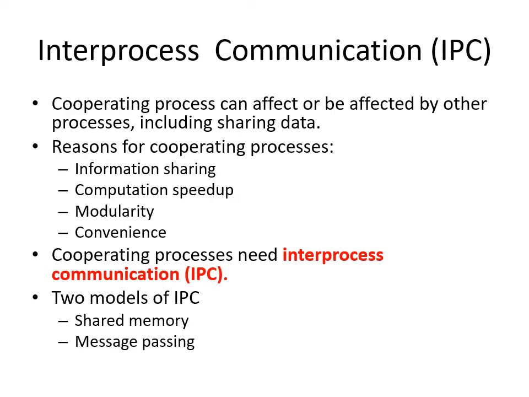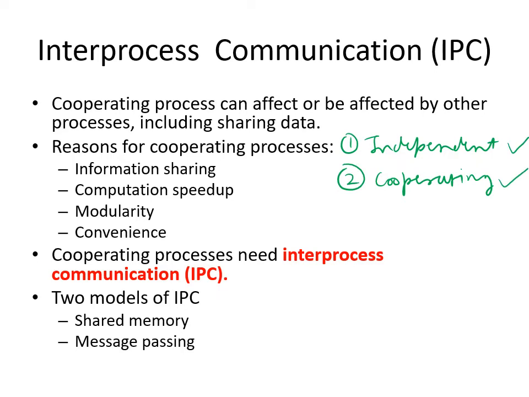Let's start with some background here. There are two types of processes. So there are independent processes and cooperating processes. So an independent process is basically the one that does not share any data with any other process in the system during its execution. As opposed to that, a cooperating process is the one which does share data with other processes in the system.